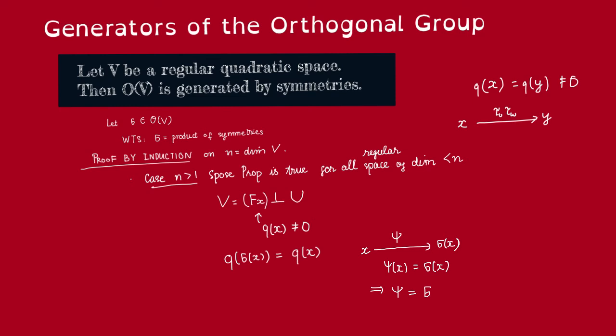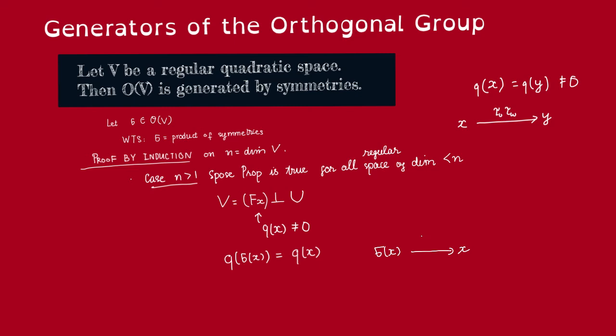And we are also not using any induction hypothesis. You might say, let's look at sigma restricted to U; by the induction hypothesis it's going to be a product of symmetries. But this does not work because sigma restricted to U is not necessarily an isometry onto U, because sigma might not map U into U. So instead we will exploit this fact in a different way.